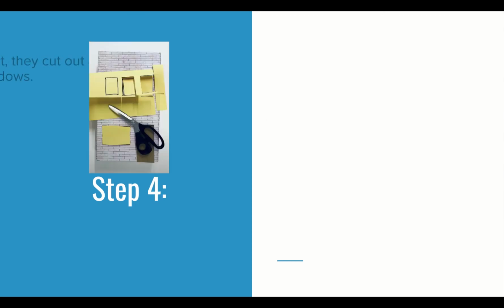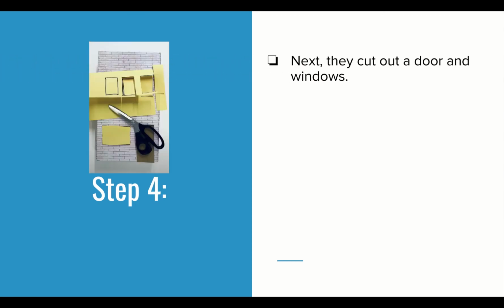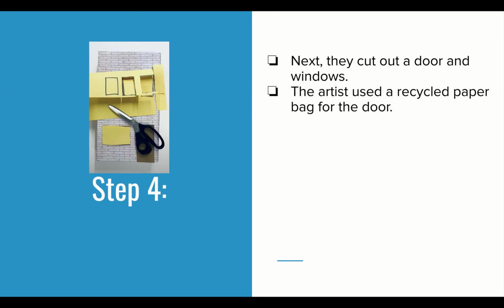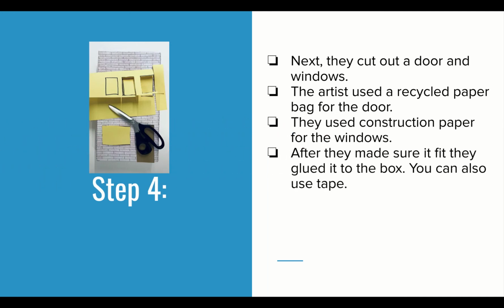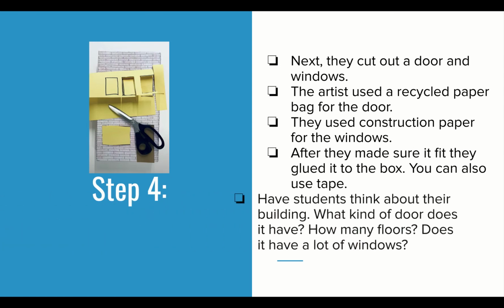All right, step four. Next, they cut out a door and windows. The artist used a recycled paper bag for the door. They used construction paper for the windows. After they made sure it fit, they glued it to the box. You can also use tape.